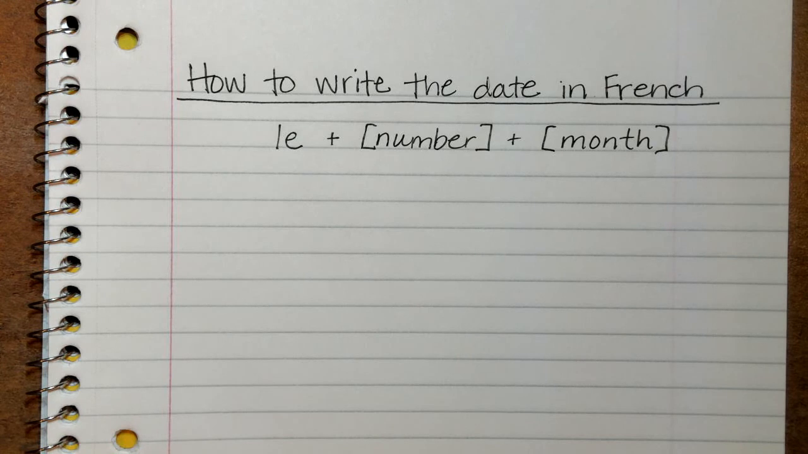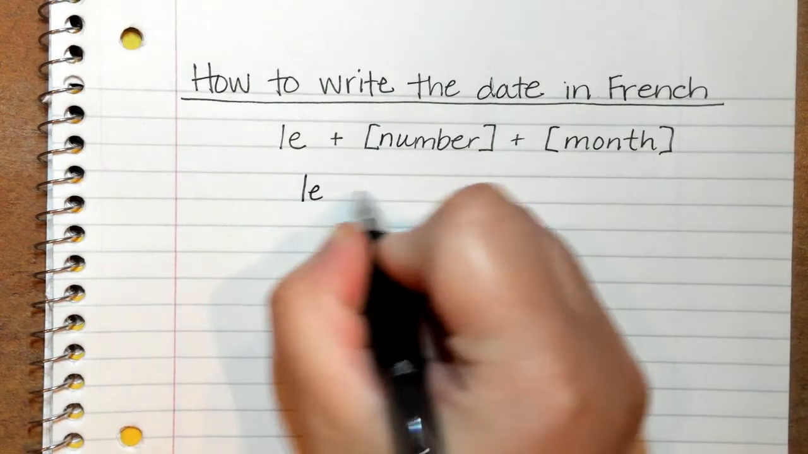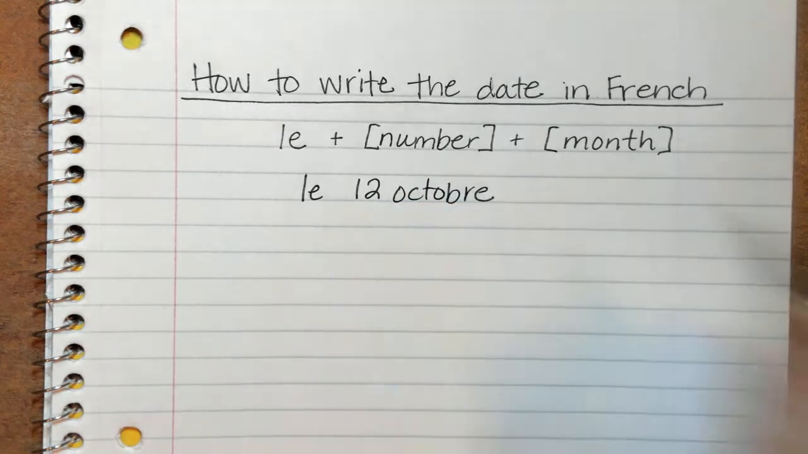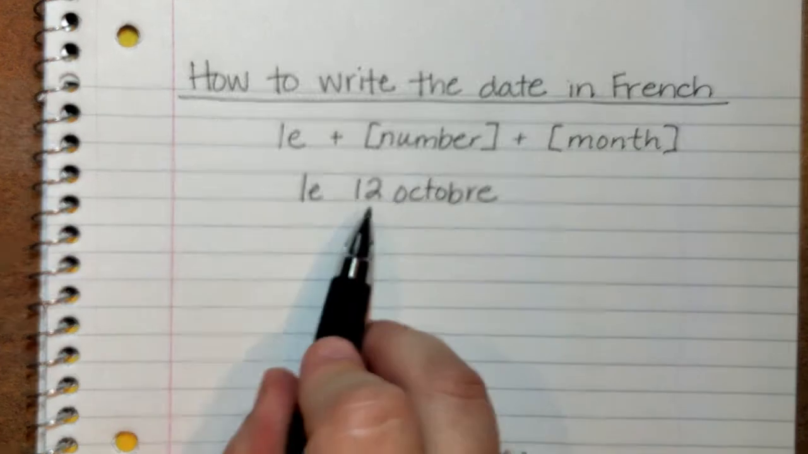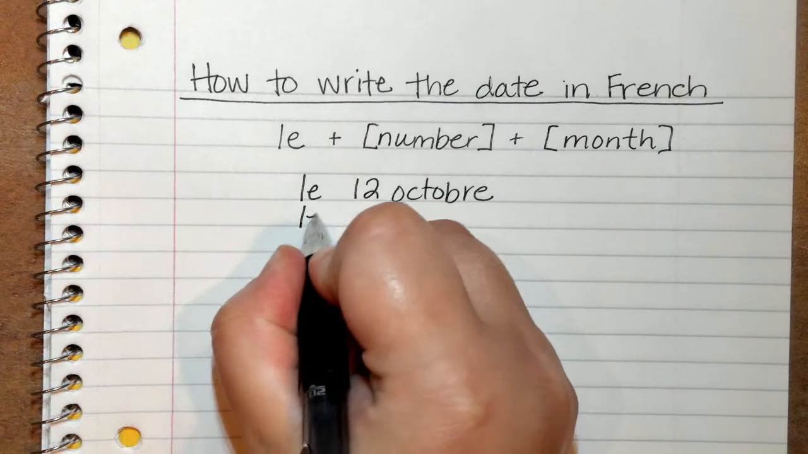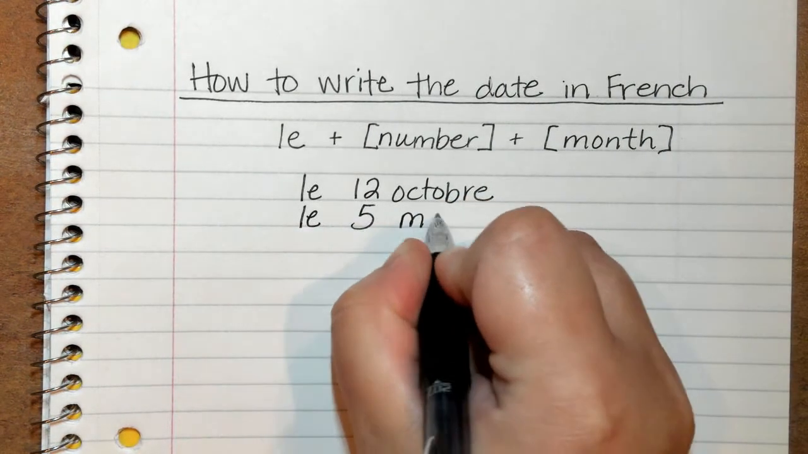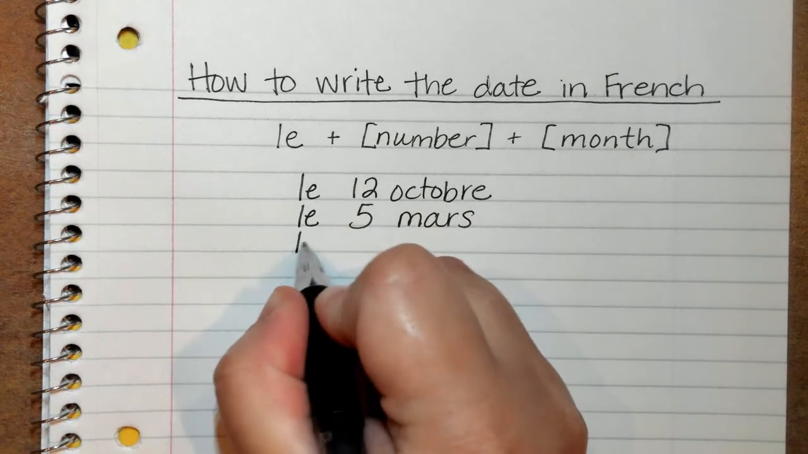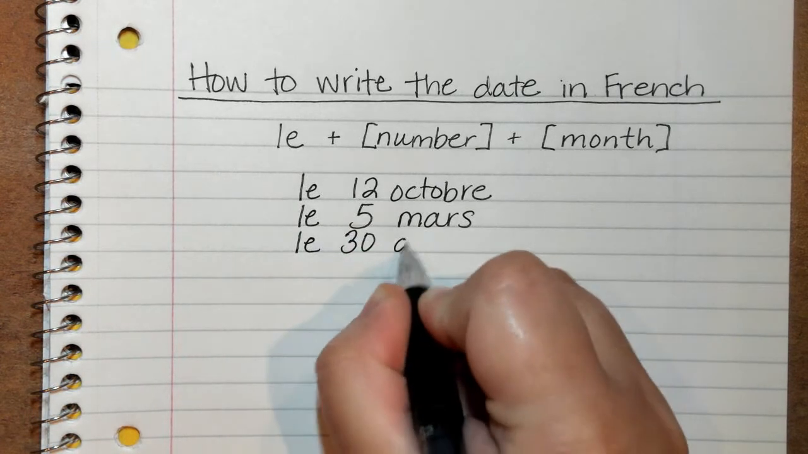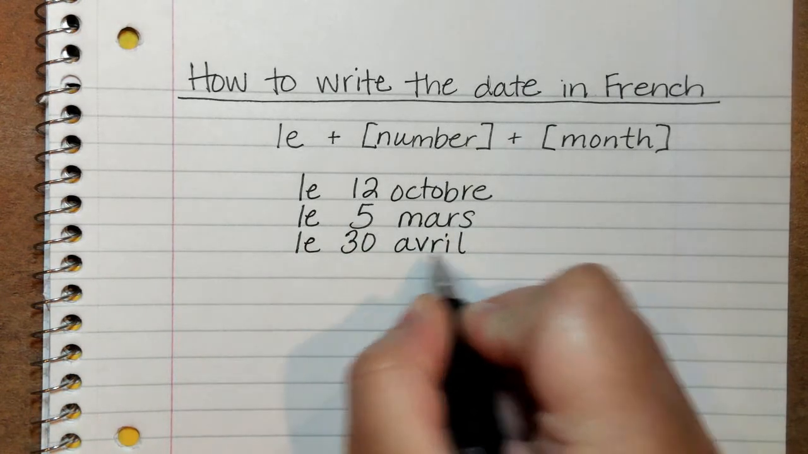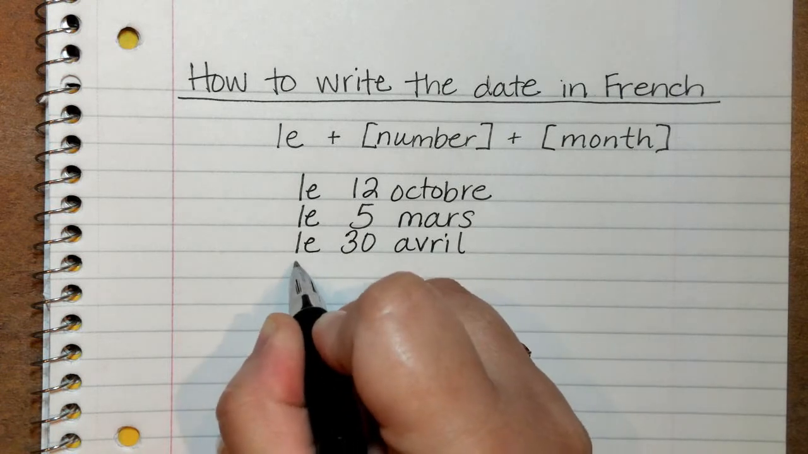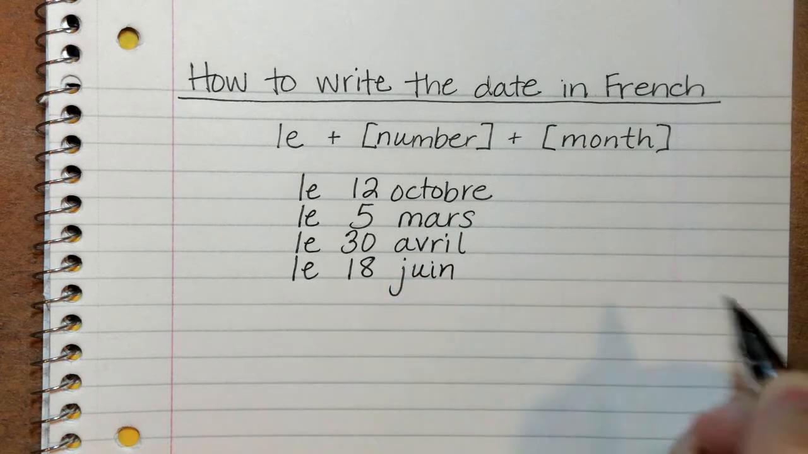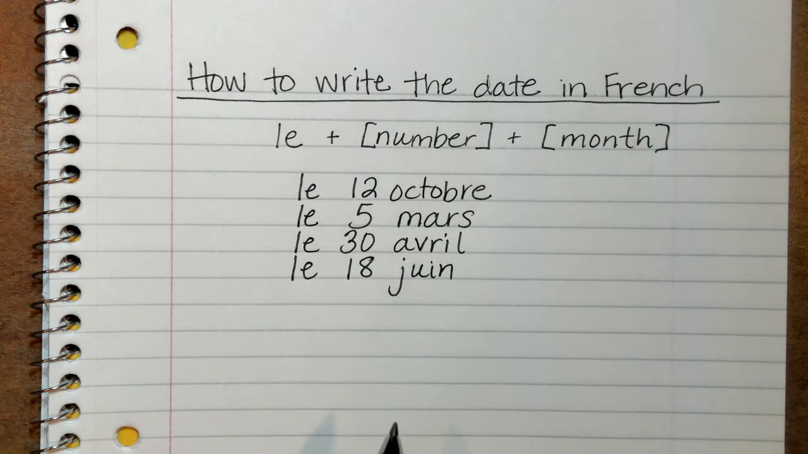So here are some examples. We've got le 12 octobre, the 12th of October, le 5 mars, the 5th of March, le 30 avril, the 30th of April, le 18 juin, the 18th of June.